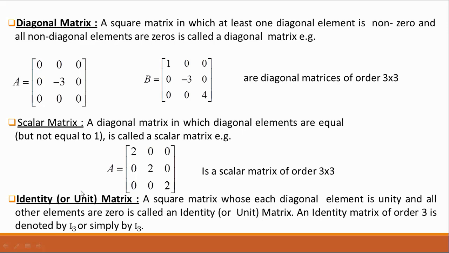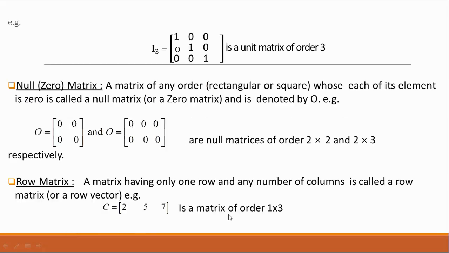Now what is a unit matrix? A square matrix whose diagonal elements are unity and all other elements are zero is called an identity or unit matrix. An identity matrix of order 3 is denoted by I3 or simply by I. For example, this is a 3 by 3 identity matrix.